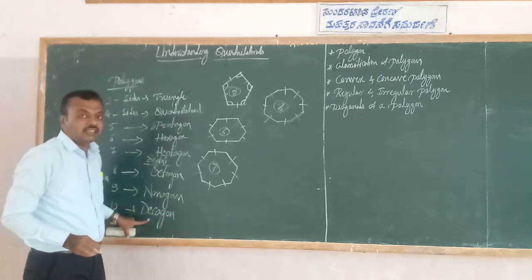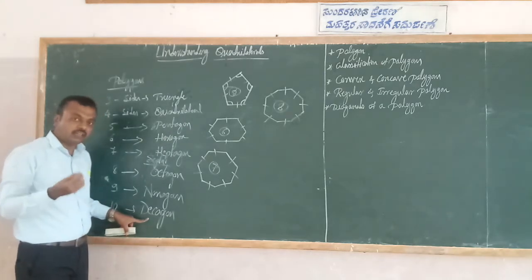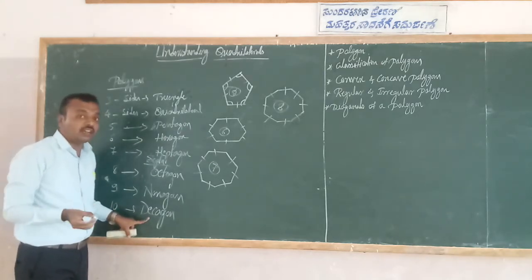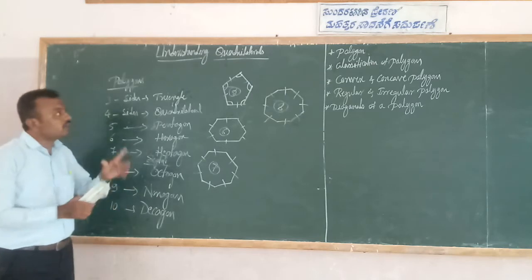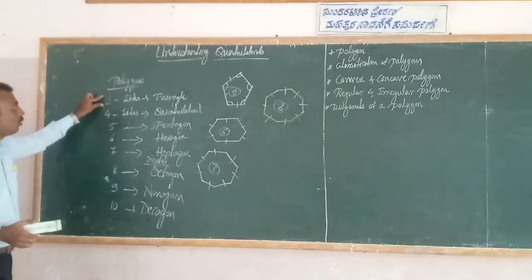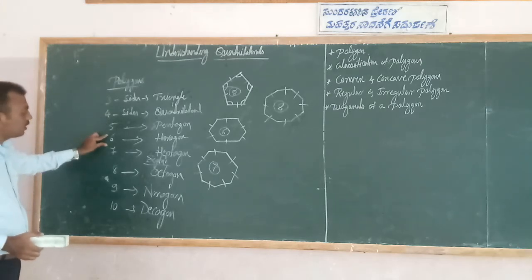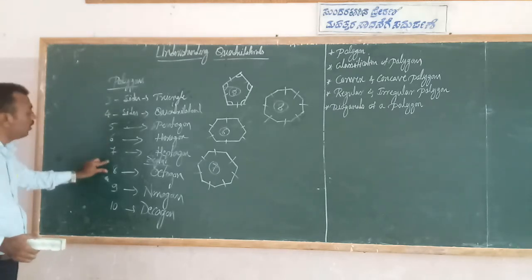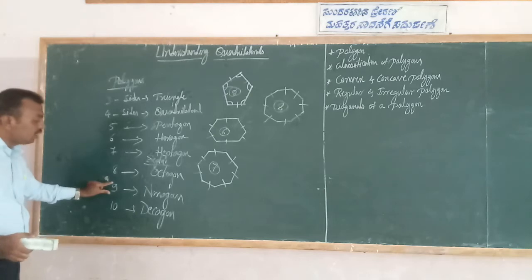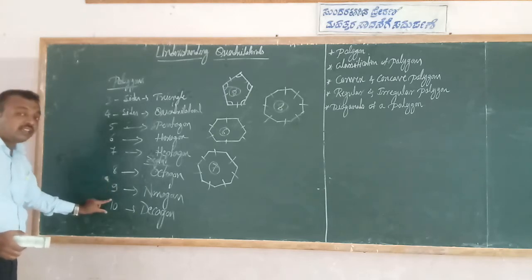Deci. Correct? Deci means how much? 1 by 10, or 10. So that's why decagon. Like this we have classified polygons: 3 sides are called triangle, 4 sides quadrilateral, 5 sides pentagon, 6 sides hexagon, 7 sides heptagon or septagon, 8 sides octagon, 9 sides nonagon, and 10 sides decagon.